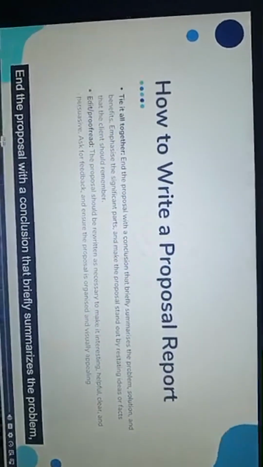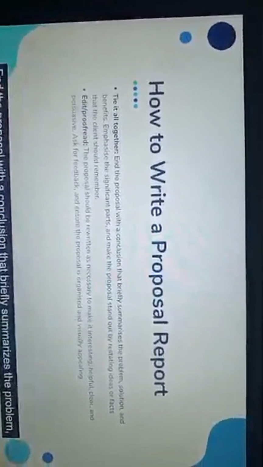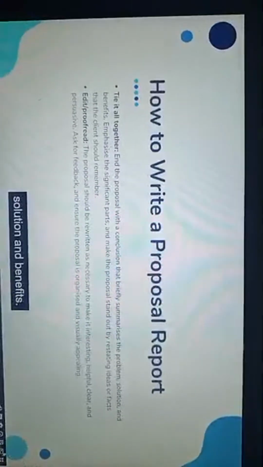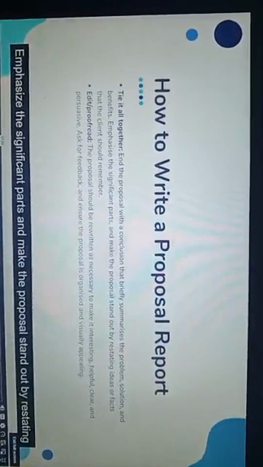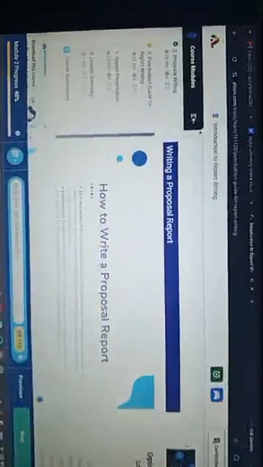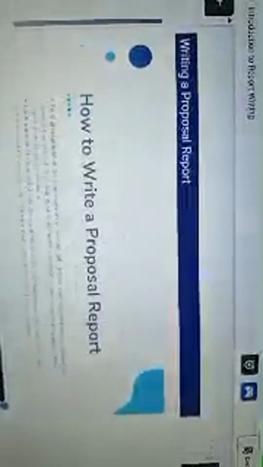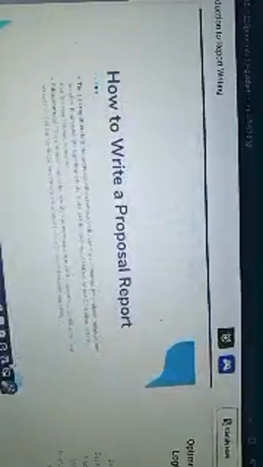Tie it all together. End the proposal with a conclusion that briefly summarizes problem, solution, and benefits. Emphasize the significant parts, and make the proposal stand out by restating ideas or facts that the client should remember. Edit or proofread. The proposal should be rewritten as necessary to make it interesting, helpful, clear, and persuasive. Ask for feedback, and ensure the proposal is organized and visually appealing.